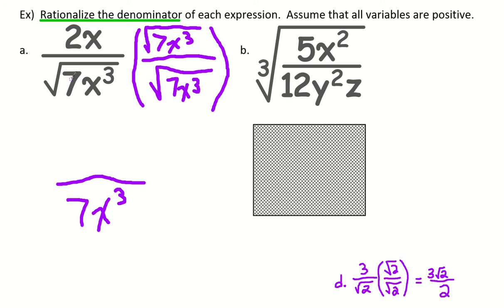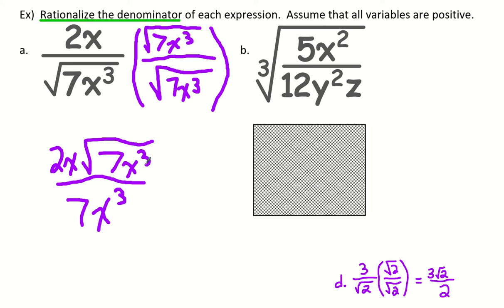Because think about it. The 7 times 7 is 49, so it's going to be the square root of 49. And then x to the third times x to the third is x to the sixth. And the square root of x to the sixth is actually x to the third. Let's just finish this off. The top would become 2x times that square root because they're not really going to mix.